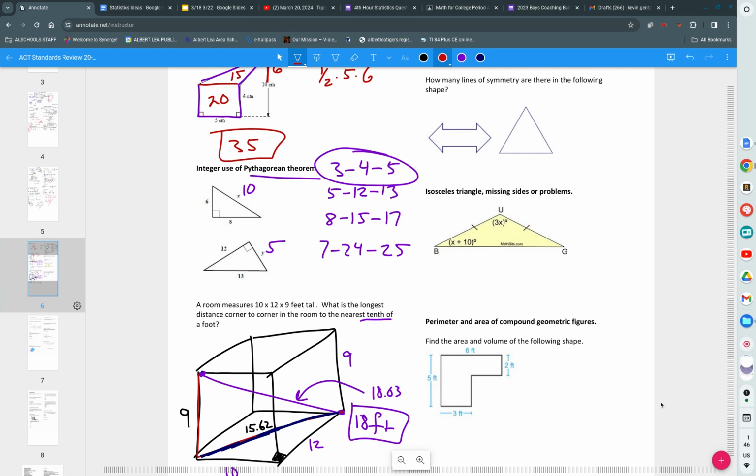Okay, and stop. You should have 1 and 2 for the first one. For the second one, you should have 1, 2, and 3. 3 lines of symmetry through there.